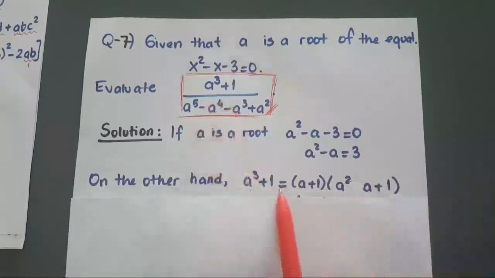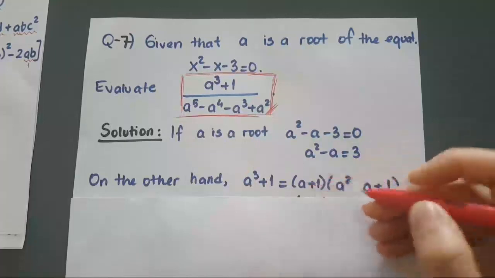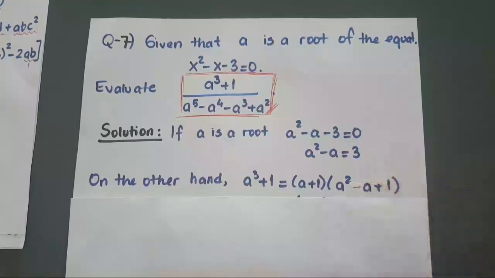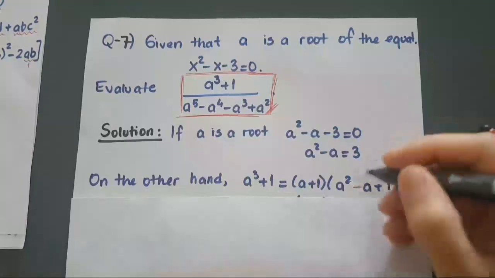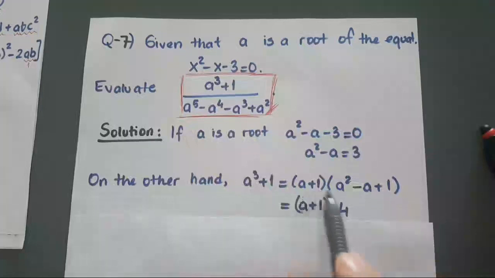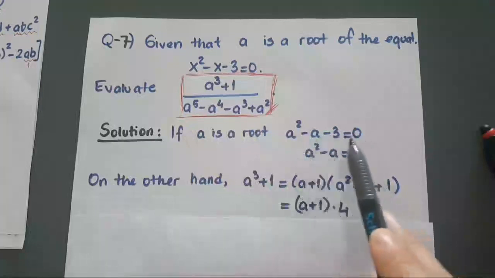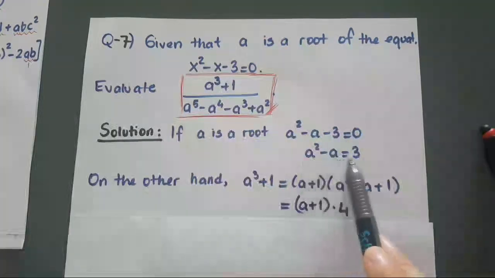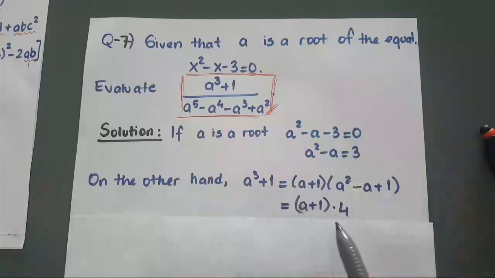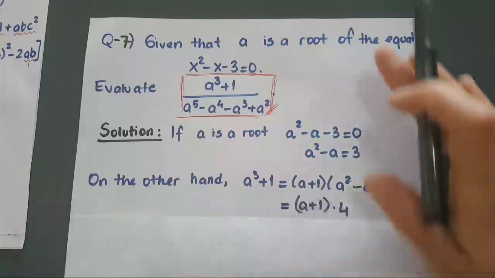How can I factorize this? a cubed plus 1 is a plus 1 times a squared minus a plus 1. So we know from the first expression that a squared minus a is equal to 3, and when I substitute it, it will be 3 plus 1, 4. So a cubed plus 1 is 4 times a plus 1.